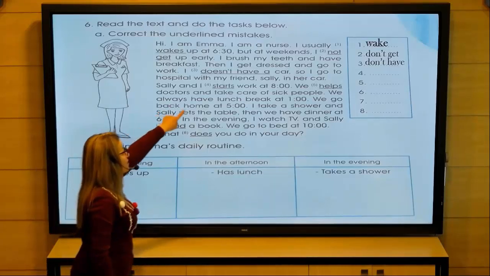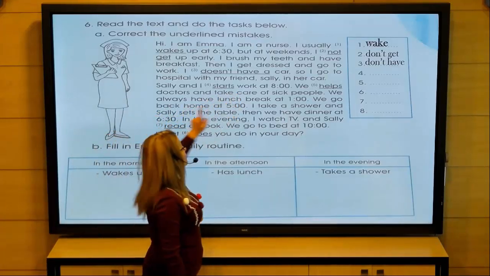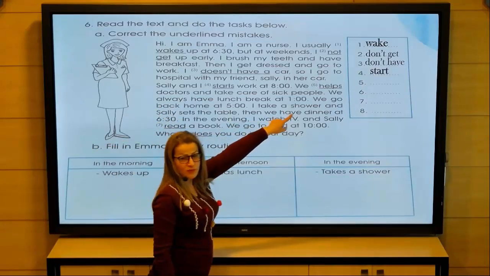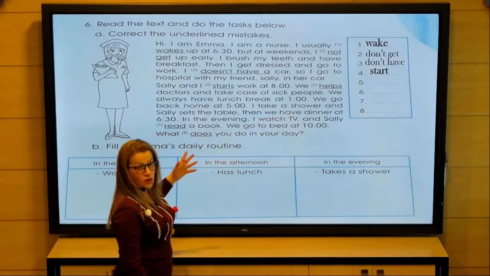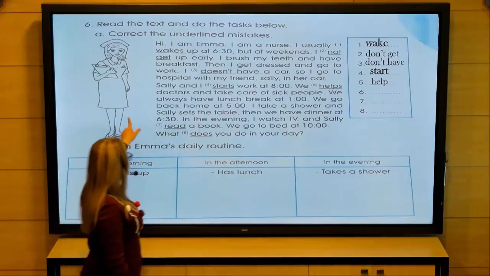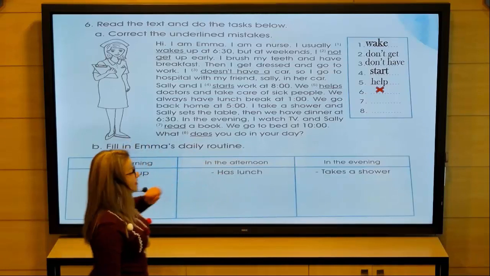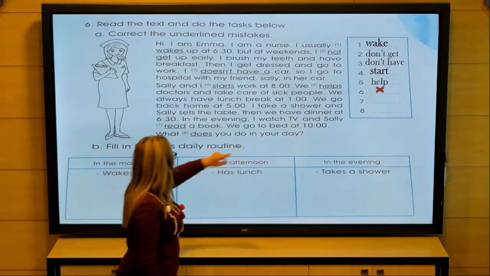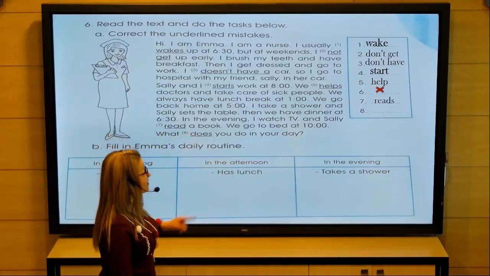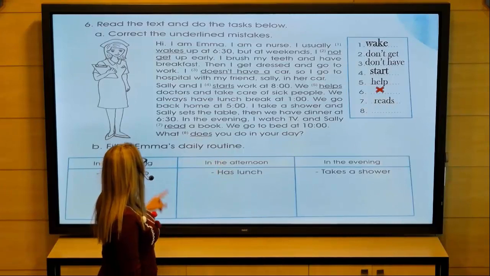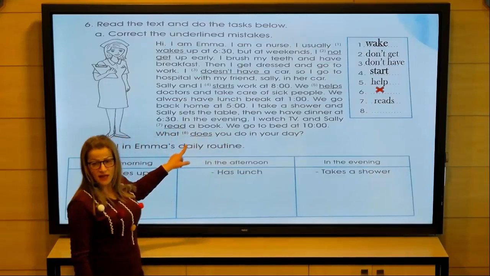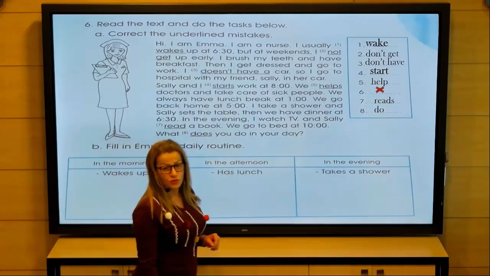Four, starts. The right answer is start. And five, we helps is wrong. The right is help. Six, there is no number six in the text. Seven, and Sally read is a mistake. The correct answer is reads. Now the last one, what does you? Does is a mistake, and the right is what do.